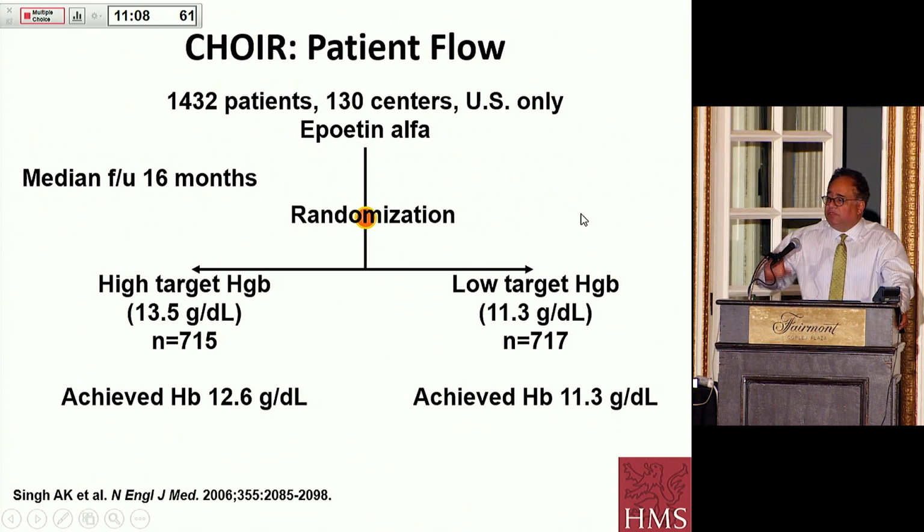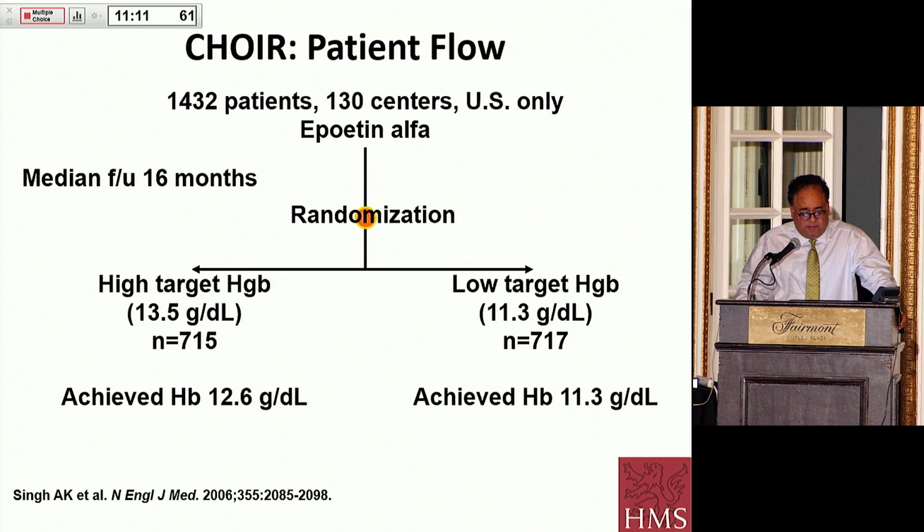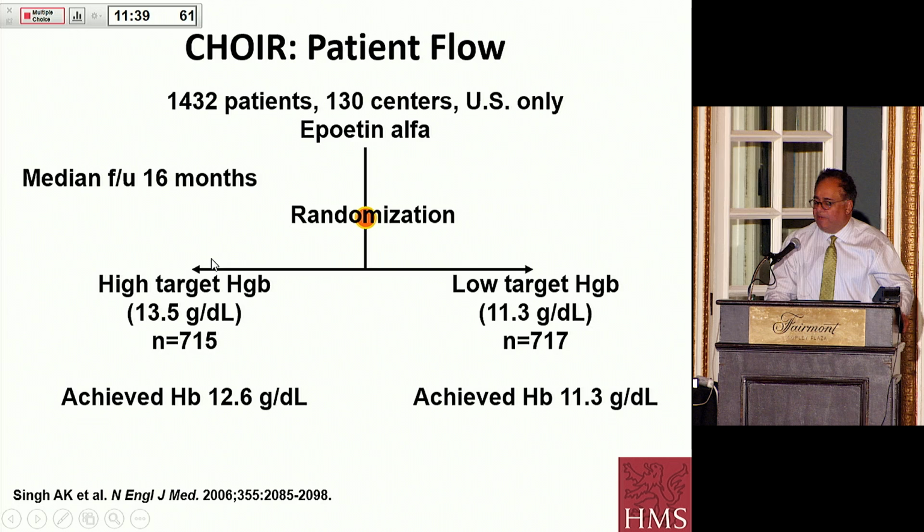We did a study, sort of a mirror image of the normal hematocrit study. And this was in non-dialysis CKD patients. We took 1,432 subjects, 130 centers in the US. All of them were treated with erythropoietin alpha, followed for about 16 months. And we randomized them to a high target hemoglobin of 13.5 versus a low target hemoglobin of 11.3. We got close to 13, close to the lower end of the normal range. And in the lower target, we did get 11.3, which is what we were targeting.